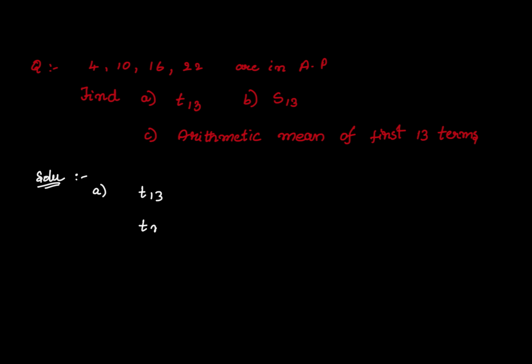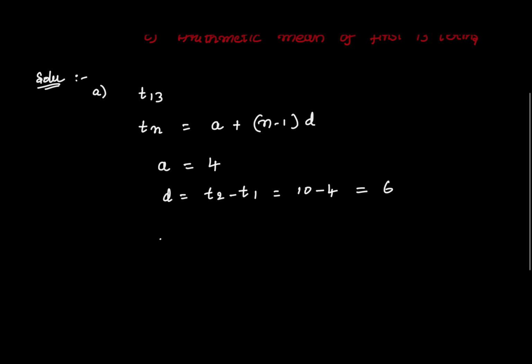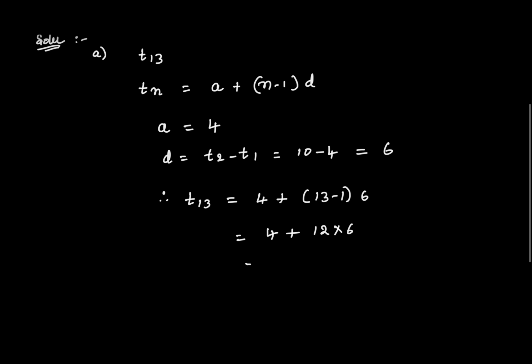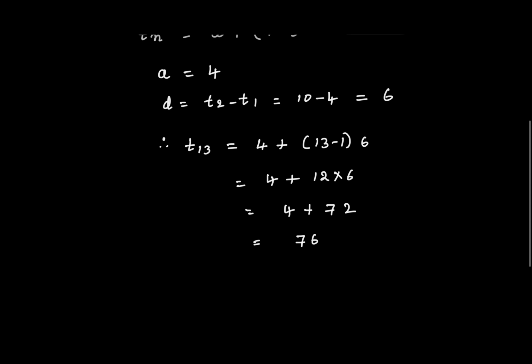We already know Tn equals a plus n minus 1 into d. A is equal to 4 and d equals T2 minus T1, which is 10 minus 4, equal to 6. Therefore T13 equals a, which is 4, plus 13 minus 1 into d. d is 6, so equals 4 plus 12 into 6, which is 4 plus 72, so 76. Therefore T13 equals 76.